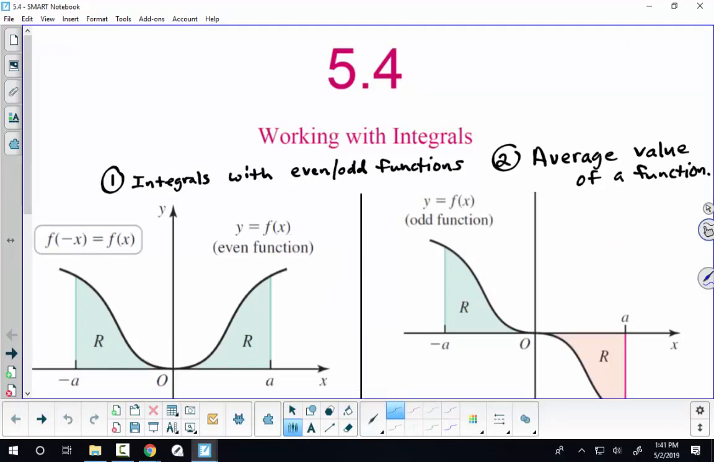So 5.4, this is a pretty short section. We're continuing with the theme of finding a definite integral. We're going to look at integrating with even and odd functions, and then we'll talk about the average value of a function.